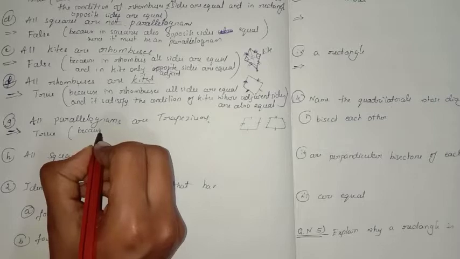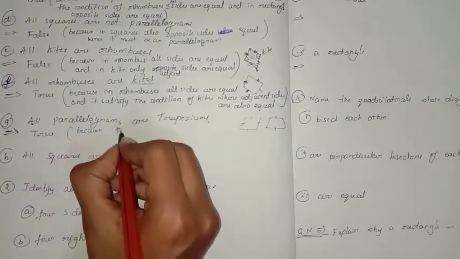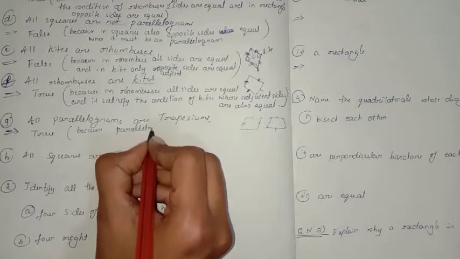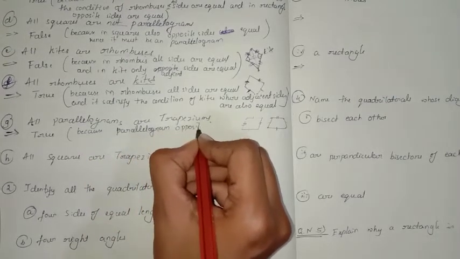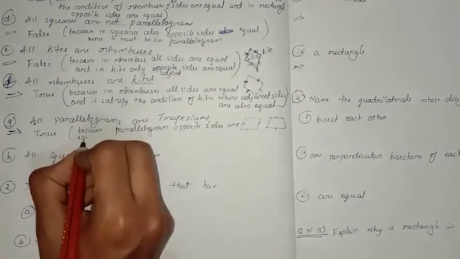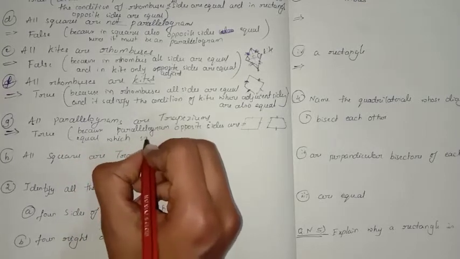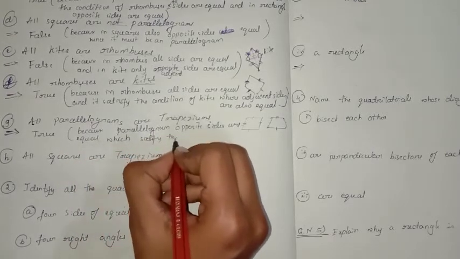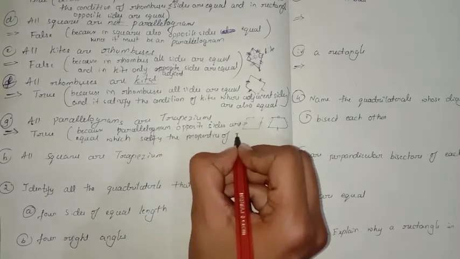So I hope you will write the reason: because in a parallelogram, opposite sides are equal, which satisfies the condition of a trapezium. Which satisfies the properties of a trapezium. I will write properties of trapezium.